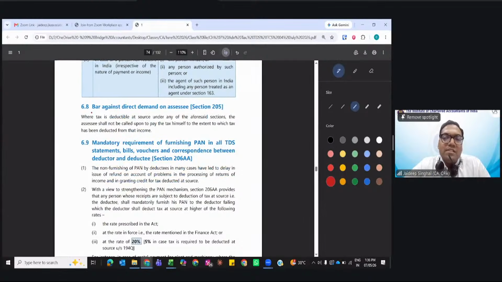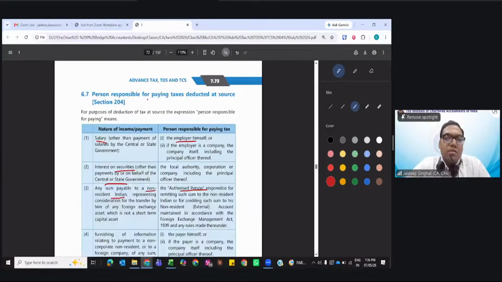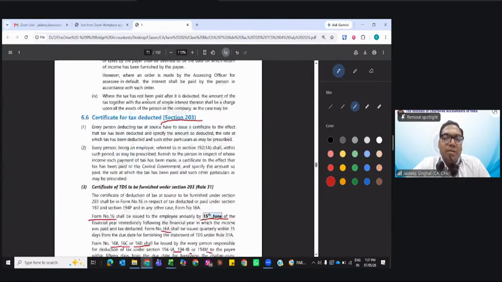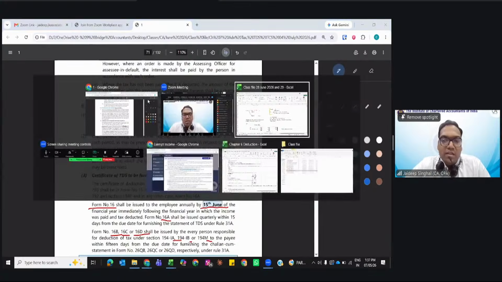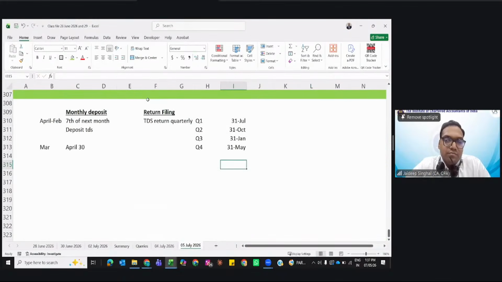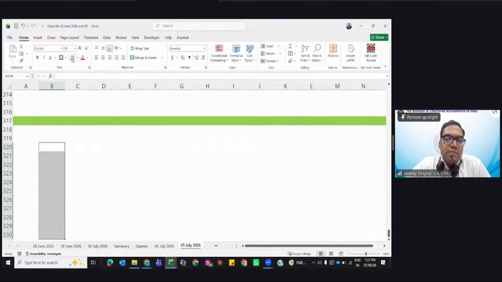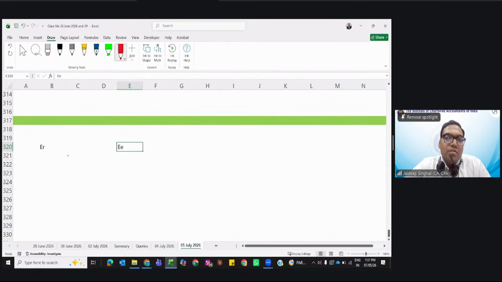Next is bar against direct demand on the assessee. 6.6. Anil, this one you want me to explain again? Okay, let me take it. See, the employer is there. At the year end, the employee receives Form 16 from the employer, in which all the details of TDS will be there. How much TDS was deducted during the year? They will give Form 16, that is annual.